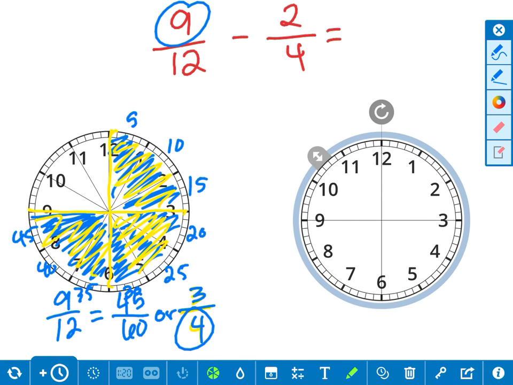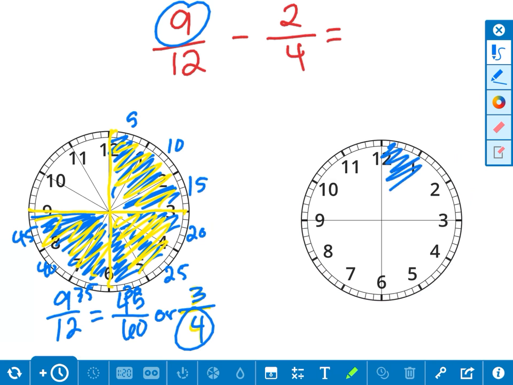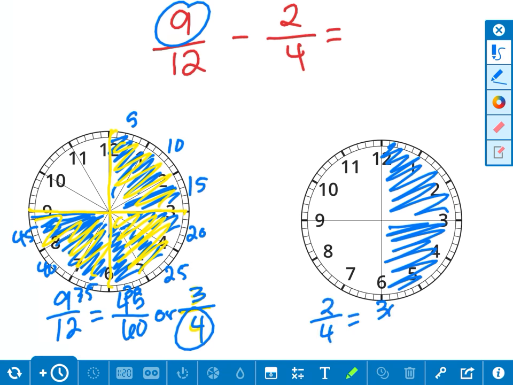Now I want to do 2/4. So I'm going to color in 2 parts out of 4 total. And I'm going to see here that I'm going to get 30 minutes. So 2/4 equals 30 minutes out of 60, or 6 5-minute markers out of 12. Now we can pick any of these fractions to do our subtraction with.